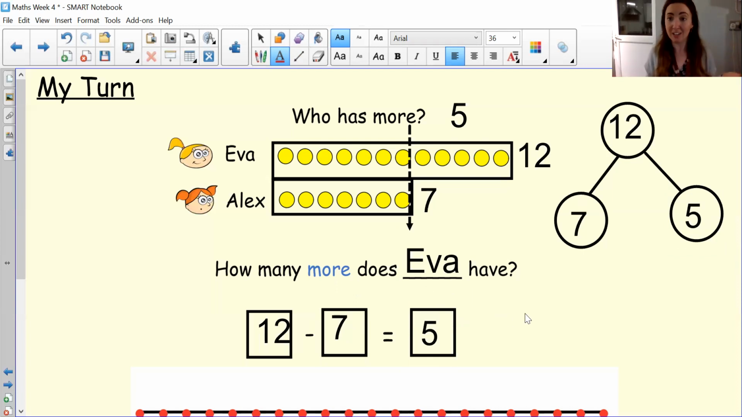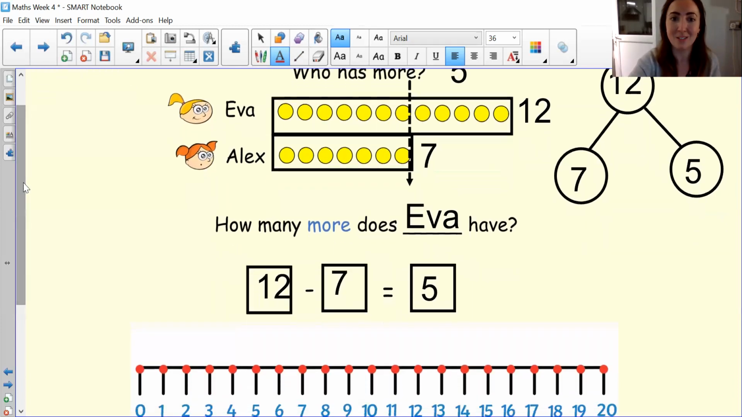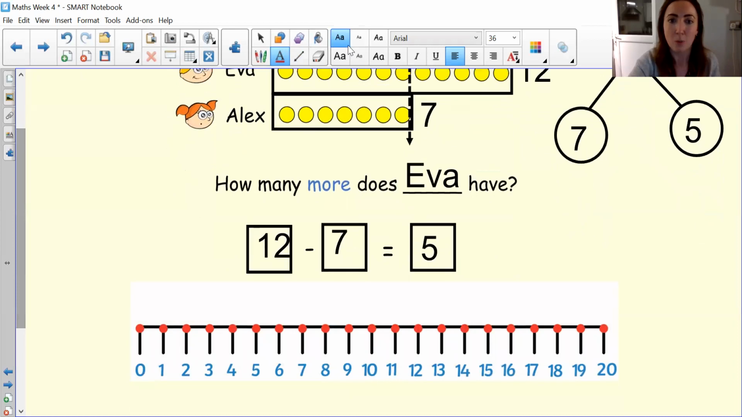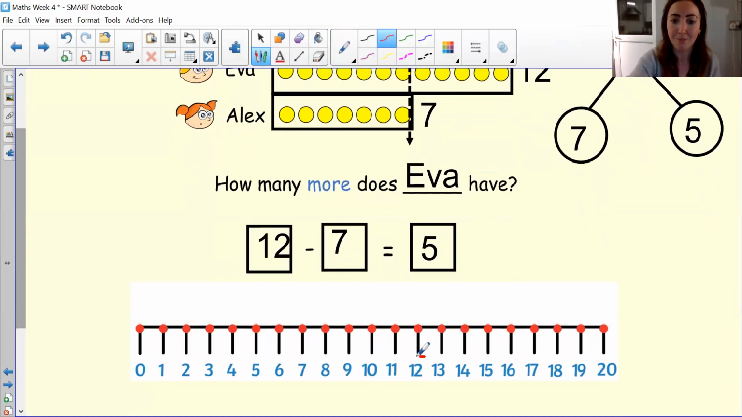And we can check that on our number line just to make sure and to practice our number line skills. 12 take away 7 equals 5. We'll start on 12. Subtract 7. 1, 2, 3, 4, 5, 6, 7. And look, we've landed on 5. Okay, so 2 different ways of working it out.